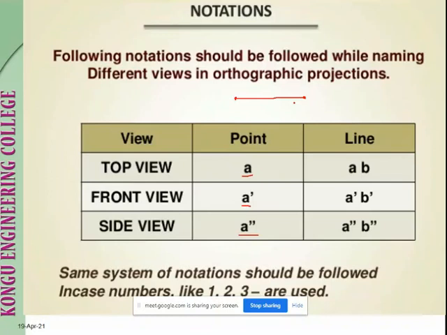If you need a vertical line, for that also you need a minimum of 2 points. With 2 points, you will have 2 names. Here it is mentioned as AB. In some problems they will give PQ or RS, so it depends upon the problem. If it is a top view line, mark it as A B. If it is a front view, mark it as A dash B dash. If it is a side view, mark it as A double dash B double dash. You have to remember this.